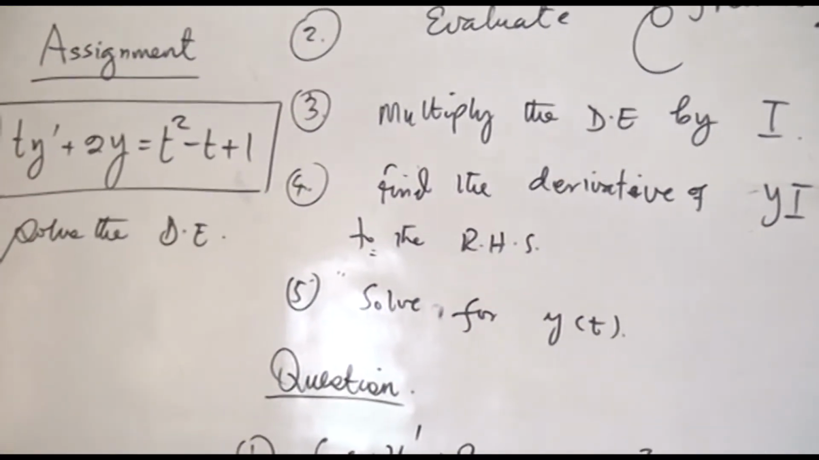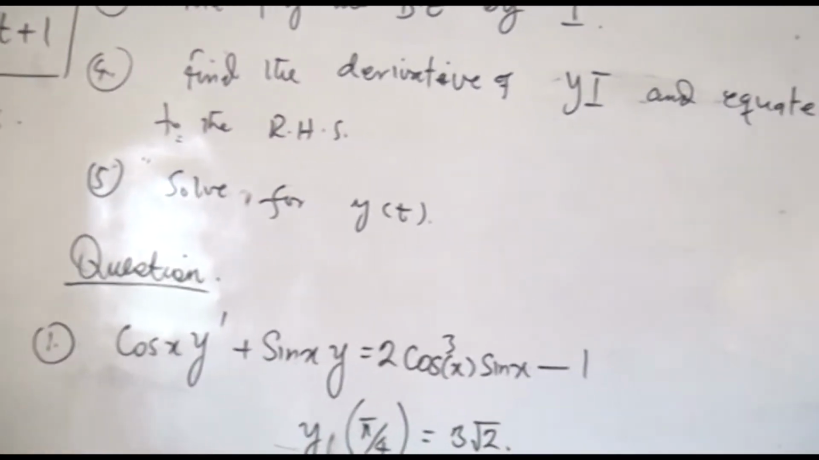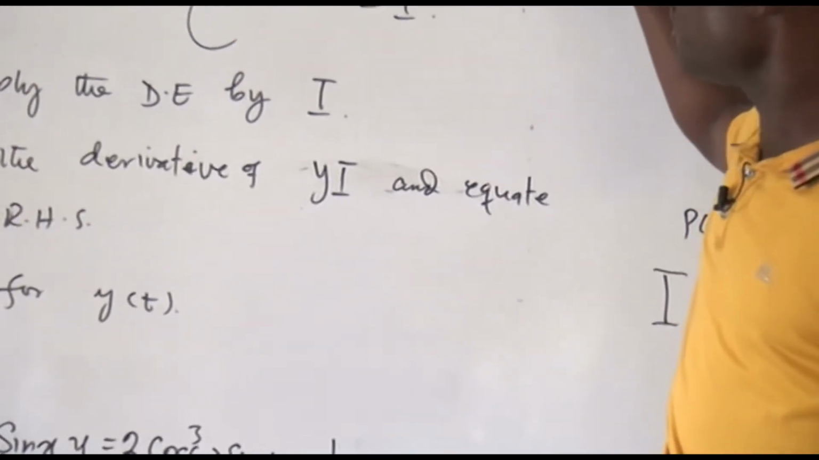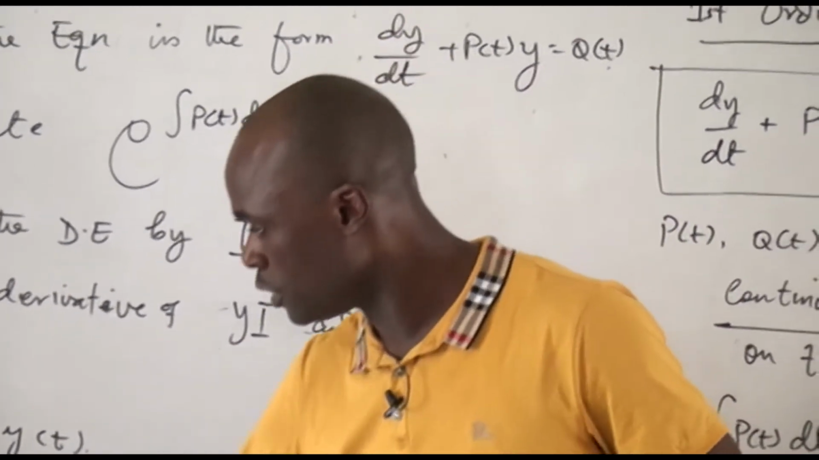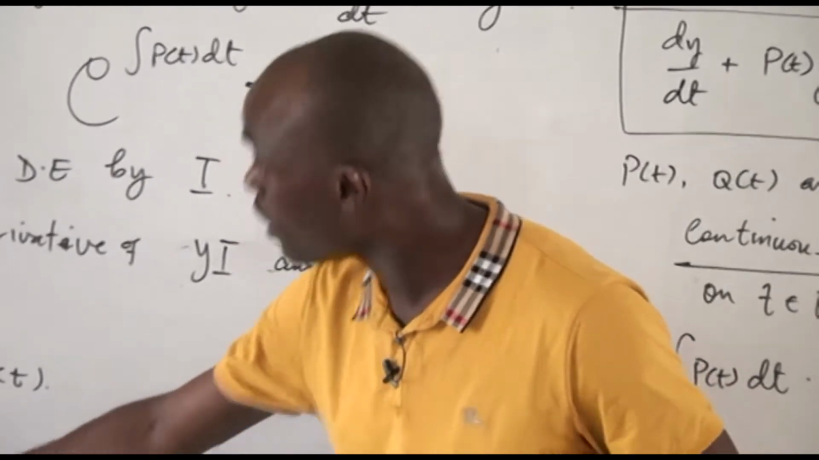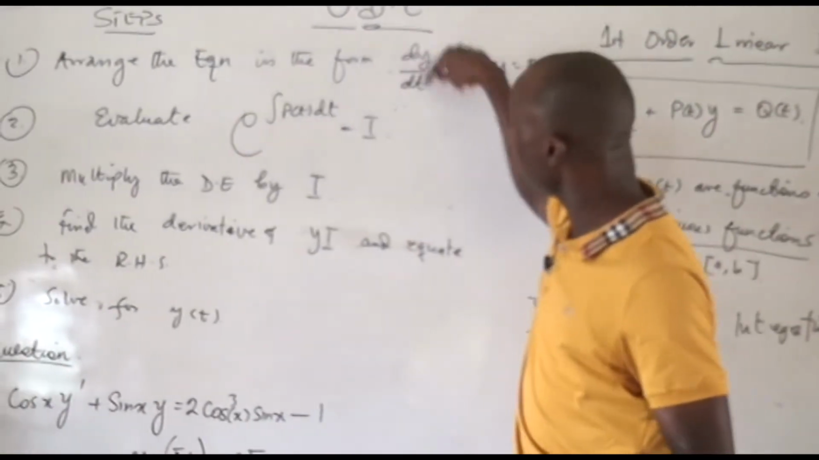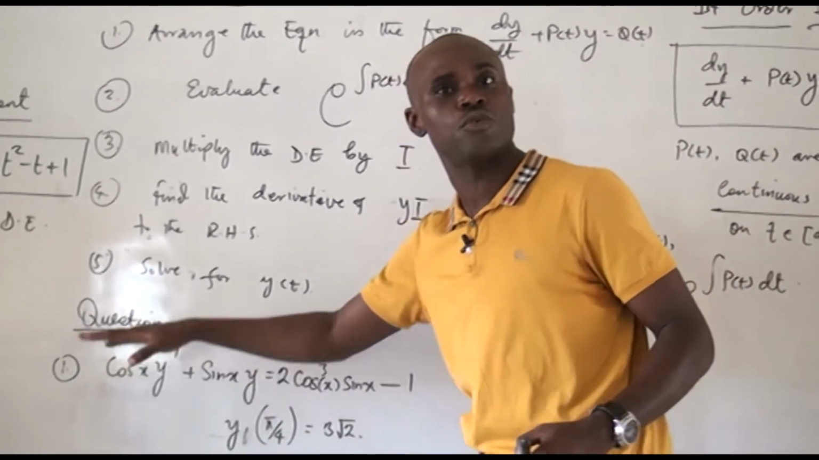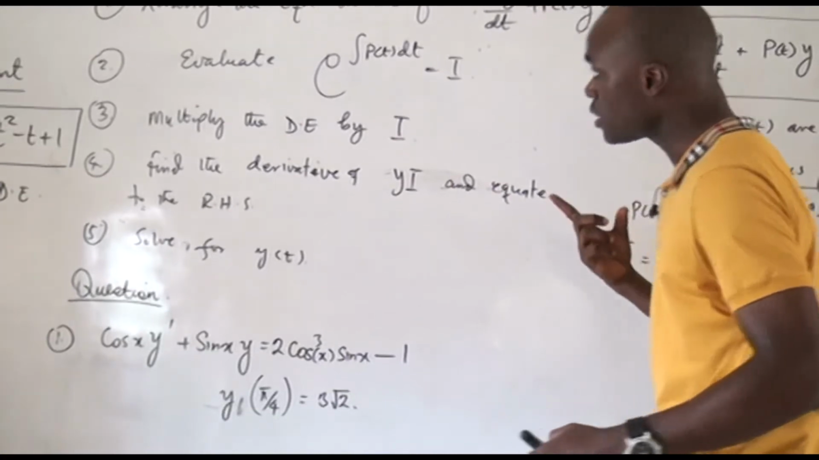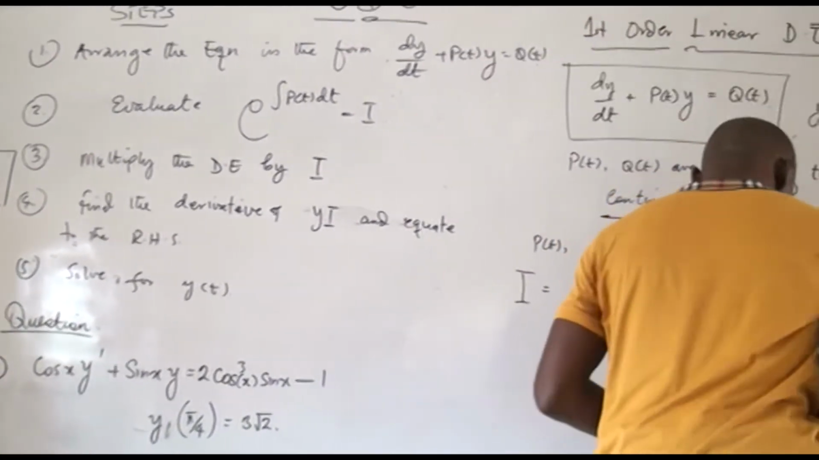First, we must arrange the equation in this form. So we must be able to achieve this. So how do we achieve this equation? We achieve the equation by, look at the equation, you can see y prime. Y prime is the same thing as dy/dt. Please take note. But you see that there's a coefficient here, cos x, so we have to divide through by cos x to be able to achieve this on the board. So let's do that.